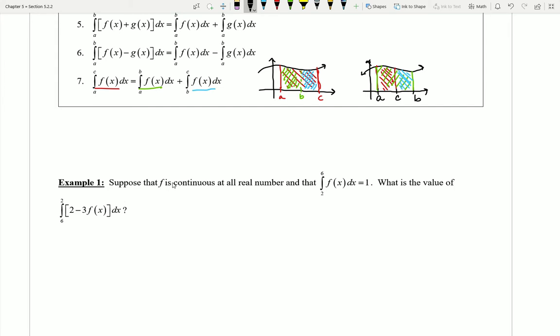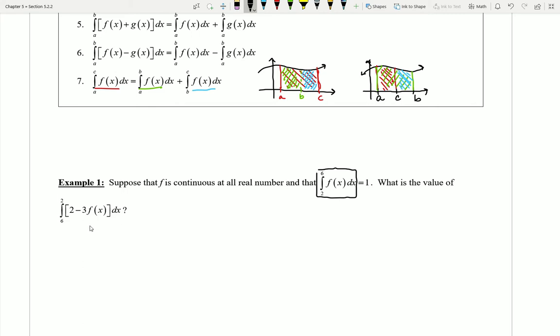Suppose that we have a function that is continuous at all real numbers, and that when I try to find the area under this function from 2 over to 6, I get a grand total area of 1. Remember that I need to be looking at this entire set of symbols as kind of one symbol. This is equal to 1. And so our question is going to ultimately be, can I determine this integral here?